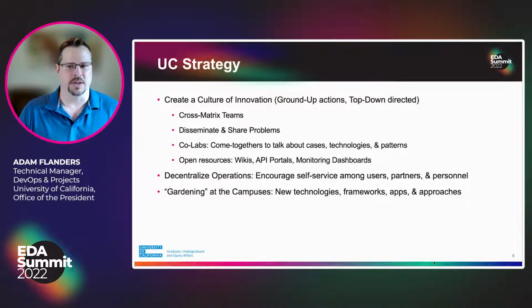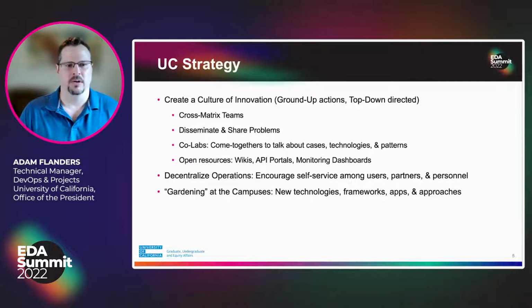Now, in order to overcome some of these typical challenges from both academic and public sectors, there were certain things that we found that worked very well. Number one was creating a culture of innovation, which typically used a lot of ground up actions followed by top down direction. There were also a lot of cross matrix teams involved with the project, where each of the members were bringing expertise in their own domains to then share with the common mission of the team. And then they would disseminate and share problems, not only centrally, say as the hub team, but with all of the different campus functional teams at all the campuses.